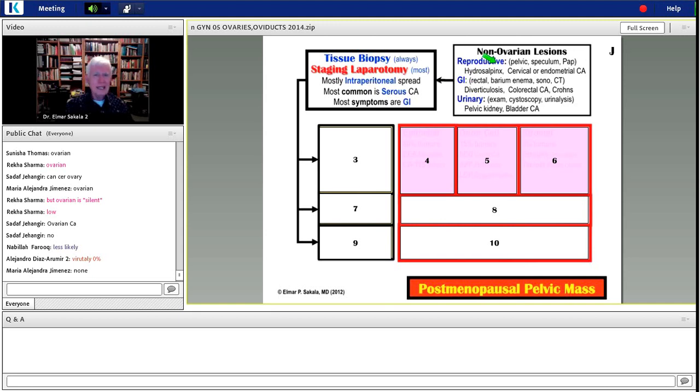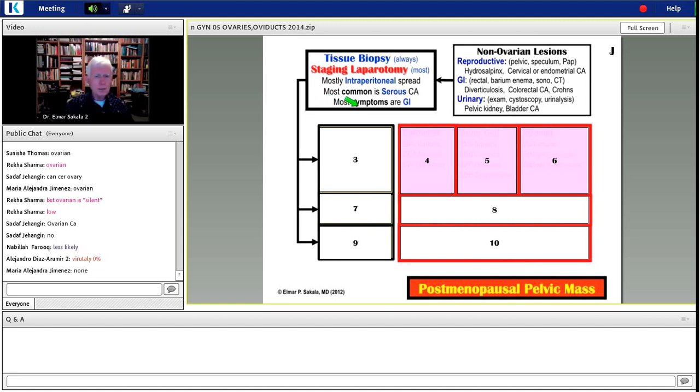All right, let's say we've ruled out reproductive tract other than ovary. Let's say we have ruled out GI tract. We need a tissue biopsy. That's always true for any diagnosis of cancer. And most of these patients would require a staging laparotomy. Mostly we will see with epithelial ovarian cancer intraperitoneal spread. The most common ovarian cancer is serous. That is epithelial cancer, and it is the most common epithelial cancer.